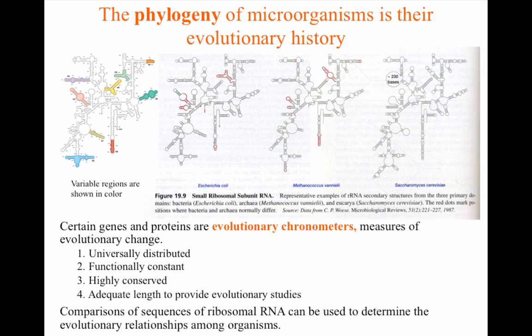Why? Because every organism makes proteins, and therefore all of them are going to have a ribosome, and all of them are going to have a ribosome with a small subunit. And that small subunit has a 16S RNA molecule in it. So all of them have that. It is conserved in function. All of them are using it for the same purpose. And it's highly conserved. We're going to look at the conservation.